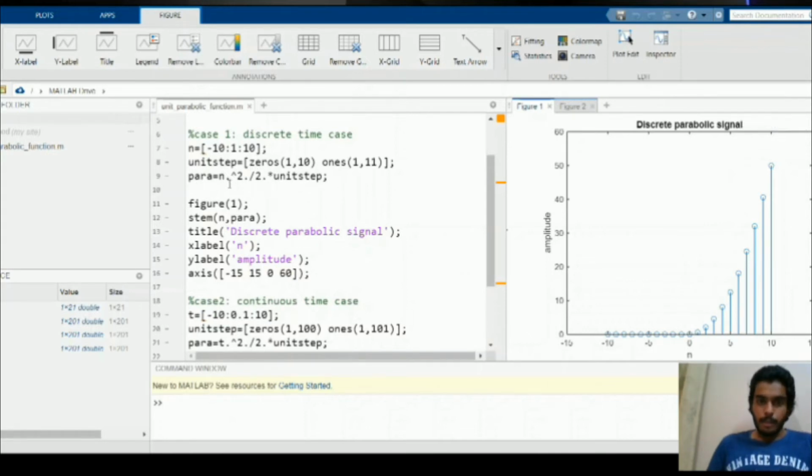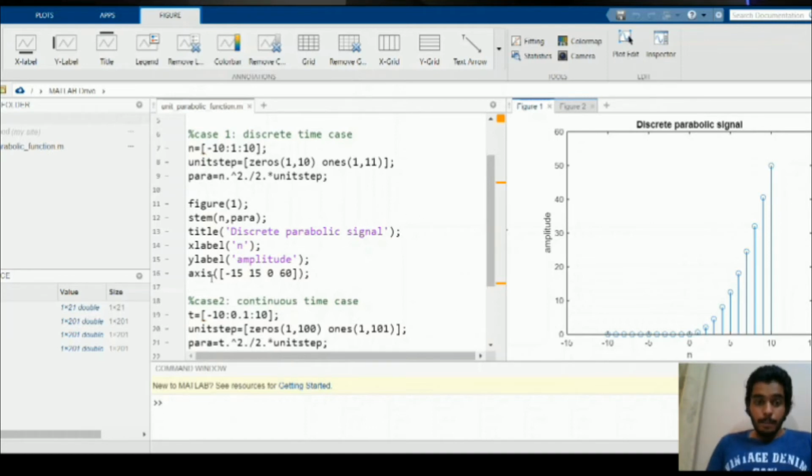So this is how the points are being plotted, and the unit step function is being defined, and the parabolic function n square by 2 star unit step. So after 0 it follows the parabolic function, and before 0 it follows the 0, and the amplitude has been defined on the y-axis, which is the y label amplitude, and the x label has been defined as n, and we have the title as discrete parabolic signal given over here.